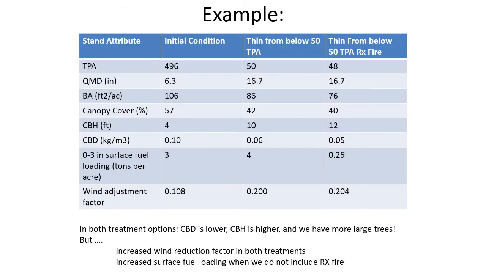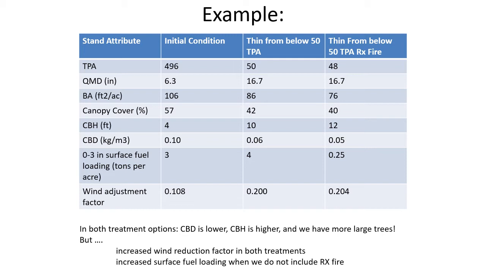So here's just a little example of comparing the initial conditions in a particular stand to two different treatment options, right? And so we can see in both cases our trees per acre is drastically reduced. Quadratic mean diameter is going up, right? We have a larger proportion of large trees, or proportionately more large trees. Obviously we're reducing our basal area and our canopy cover because we're cutting trees out. Both cases are significantly increasing our canopy base height, reducing bulk densities.